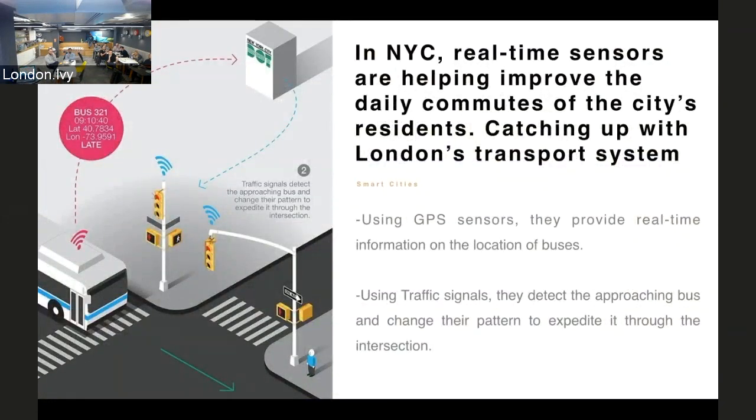So this is a really cool example. This is quite similar to London, I suppose. First of all, using GPS sensors, they track real-time information to locate the buses. I know we have that at the moment, but what's really interesting is they also use traffic signals to detect buses and change the lights faster. This goes back to transportation and air pollution, making smart meters around their whole transportation system to make it a lot faster and get people where they need to be.